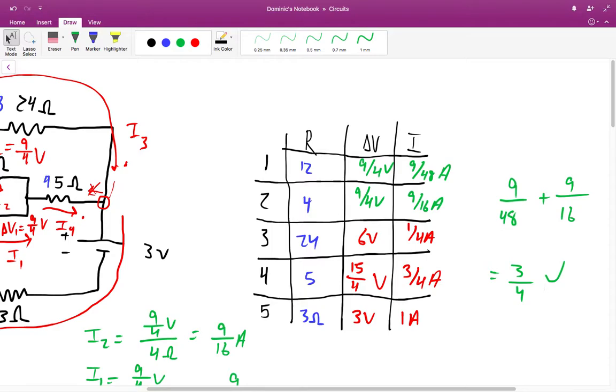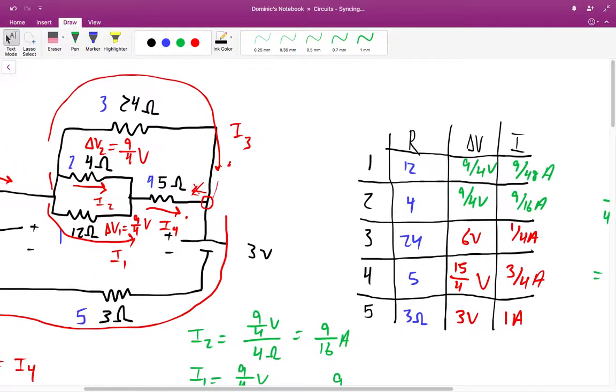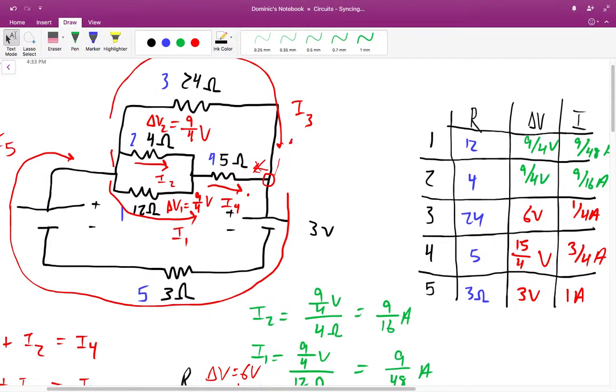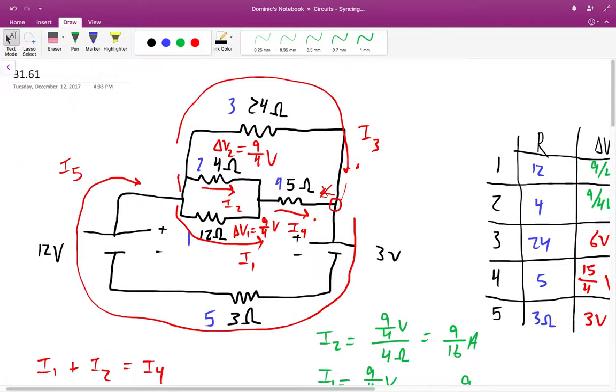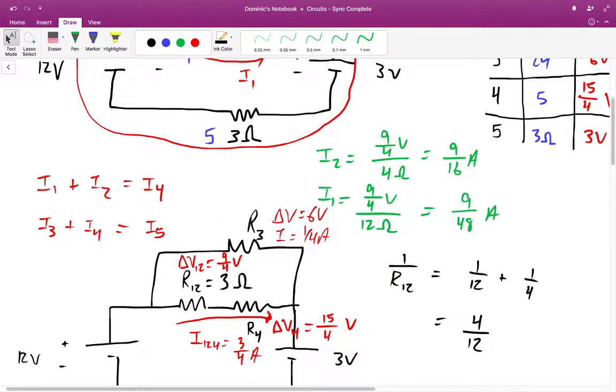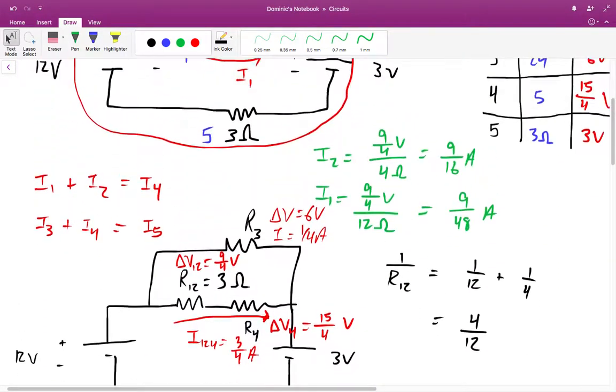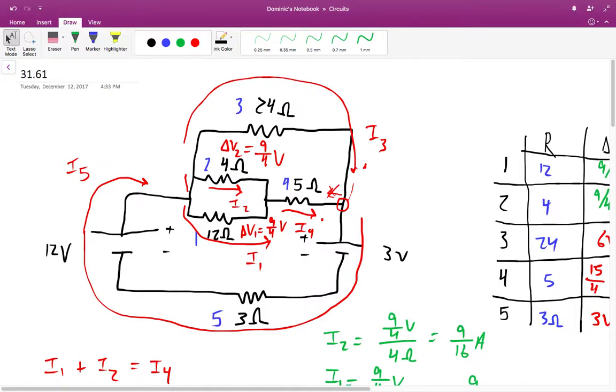I encourage you to check out all these other values, make sure that they are okay. It's always a good practice because it's very easy to make a small mistake, and it's usually not an error in you actually setting up the circuit. It's usually some kind of math error. So make sure you check this, make sure your values match up.